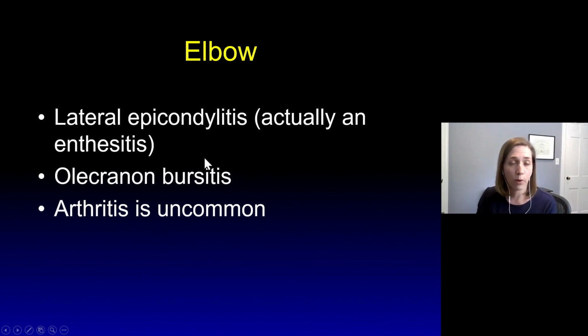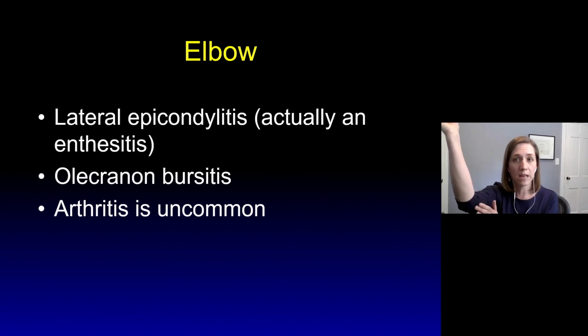So now to the elbow. One of the most common causes of soft tissue pain at the elbow is epicondylitis. And this is actually an enthesis, where the tendon is inserting onto the bone. Most commonly, you see lateral epicondylitis or tennis elbow, but you can get it medially as well. Golfer's elbow is another name for that. You can get olecranon bursitis at the elbow, which causes some swelling there. And arthritis is actually quite uncommon.